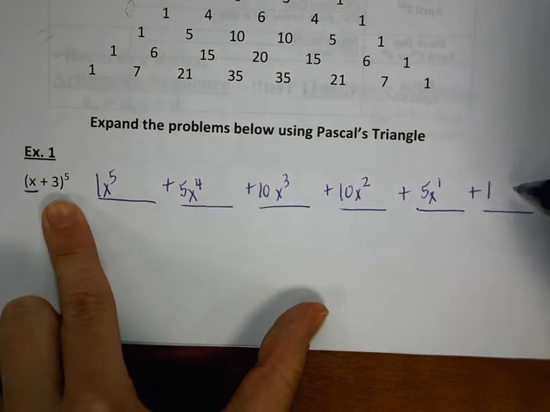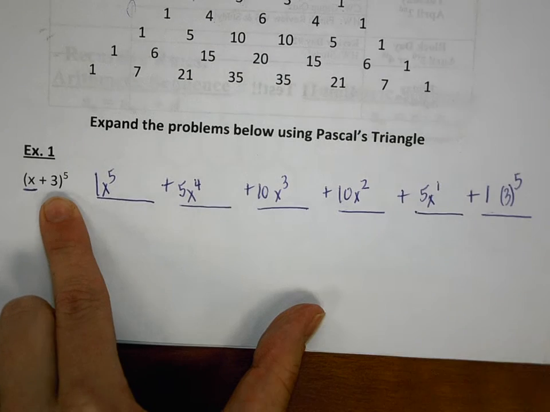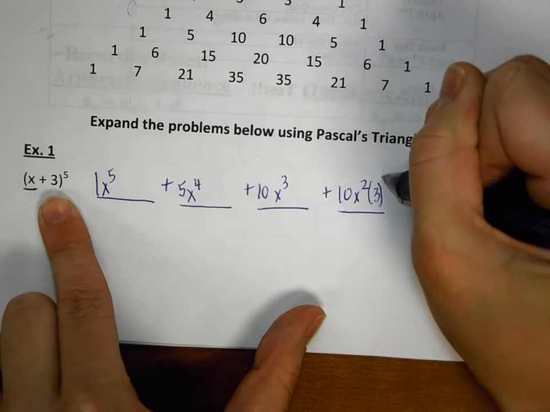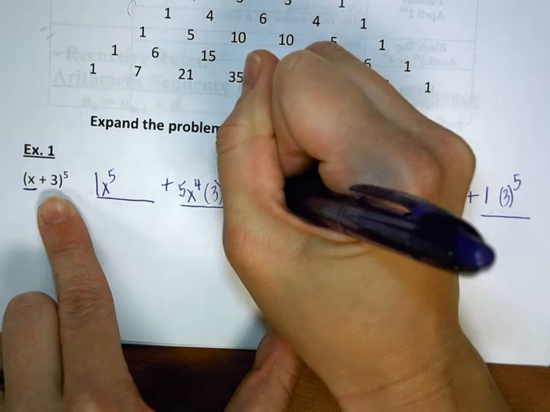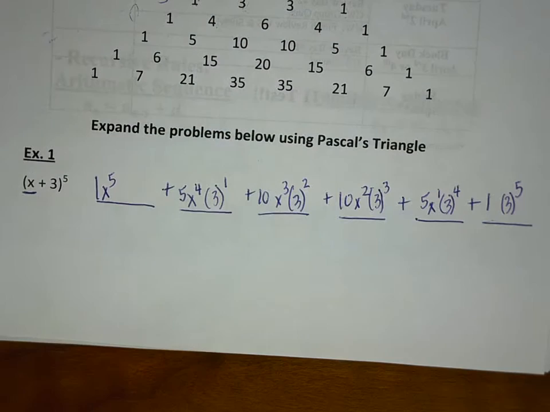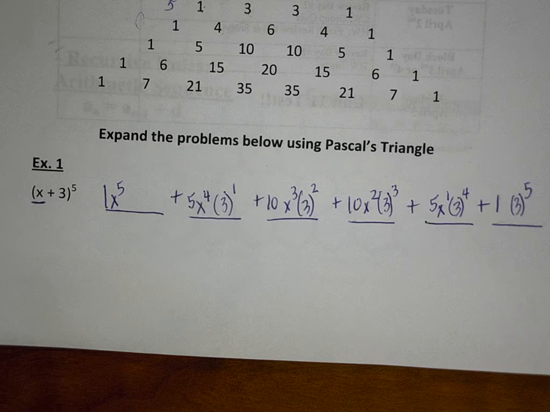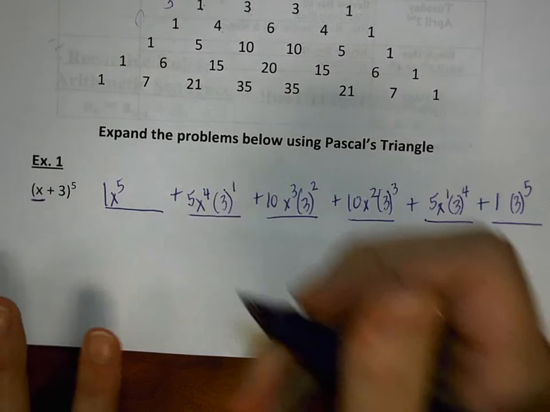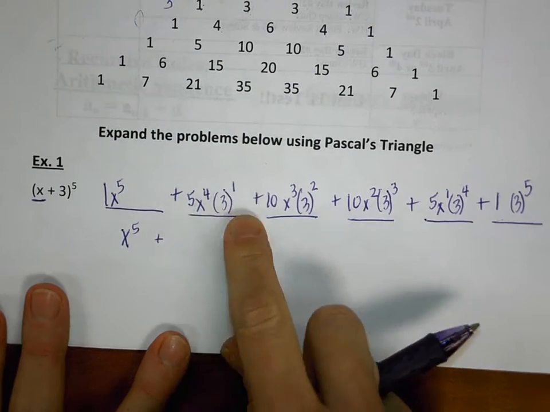Okay, my b term now though is what? 3. So that means I have 3 to the 5th power. And then I'm going to have 3 to the 4th, and 3 to the 3rd, 3 to the 2nd, 3 to the 1st, and then 3 to the 0 I do not need to write. Are there questions right now? No. So what we need to do now is we're going to have to multiply some of these numbers out. Okay, 1x to the 5th is just going to be x to the 5th. Okay? Plus, on this one I have a 5 and I have 3 to the 1st.